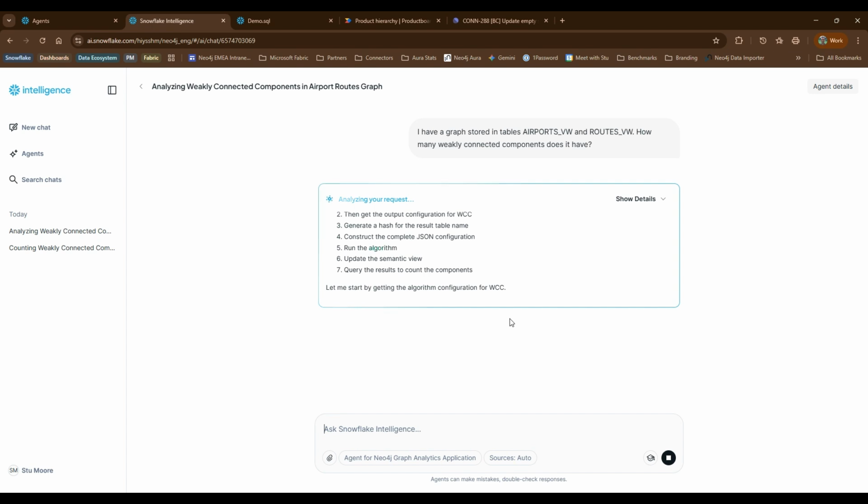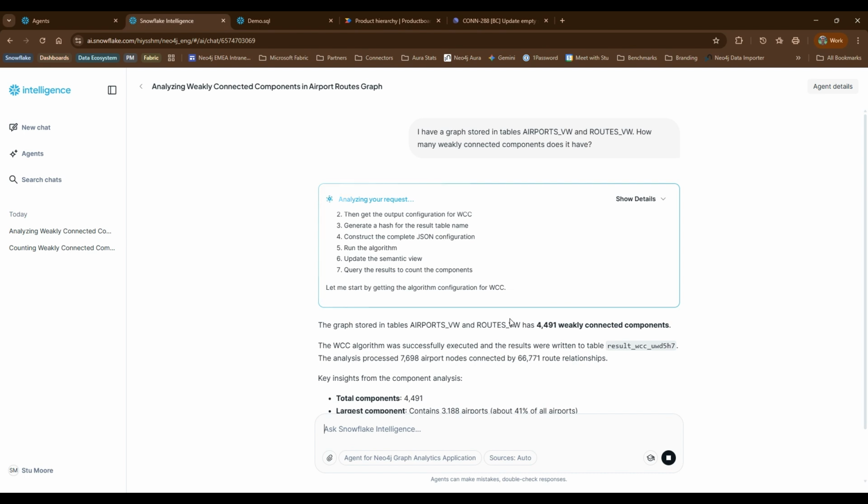So basically, we're saying I want to identify the weakly connected components within these airports. So at the moment, I'm a data scientist, right? I know which algorithm I want to use. And one of the great things about Snowflake Intelligence, whether you're using this or going in through Cortex Analyst, is it explains what it's doing at each step. So right now, it's figuring out the configuration it needs to run, where it needs to write the results, and then when it's computed that, it will also update the semantic view.